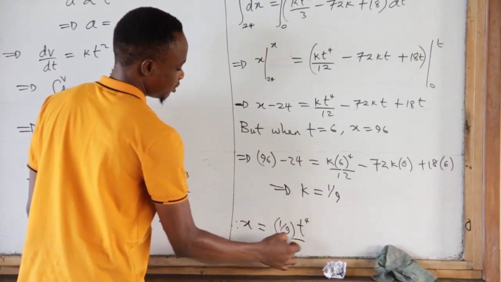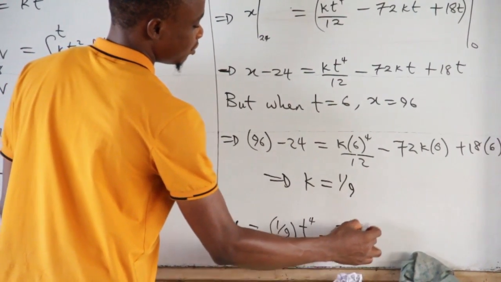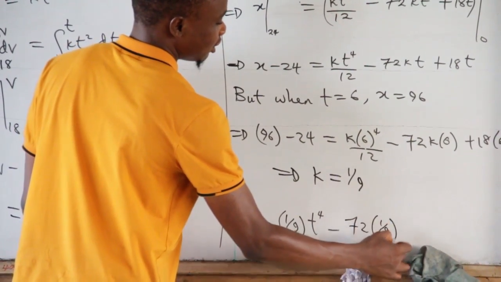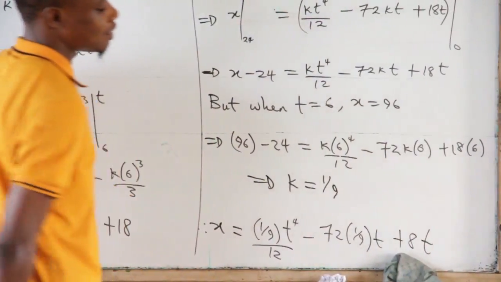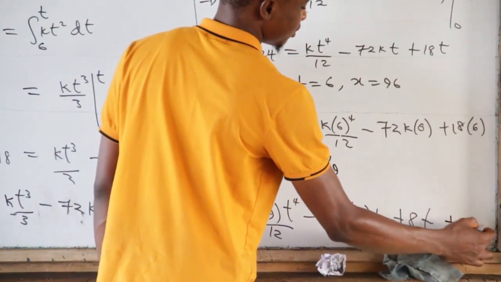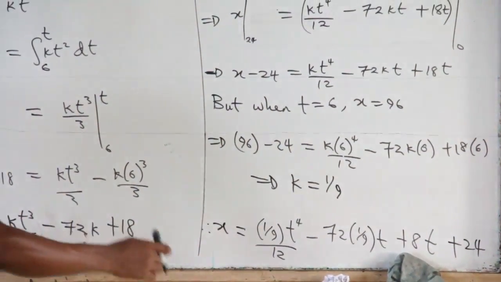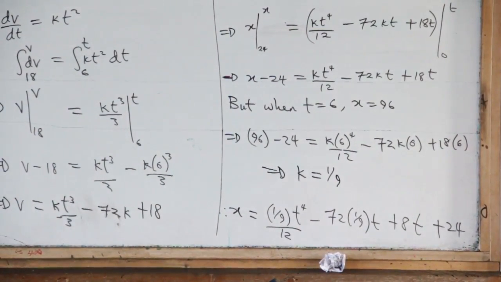t to the power 4 divided by 12, minus 72 multiplied by 1/9 t, plus 18t. Does that make sense? Plus 24. Yeah, plus 24. Thank you. We're going to move that right here. So what does it give you? You can simplify each term.